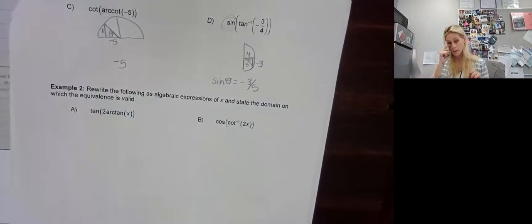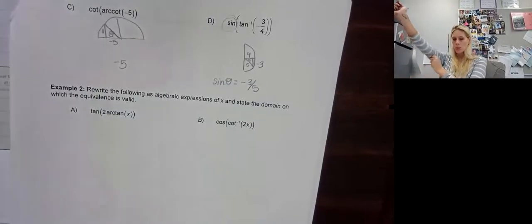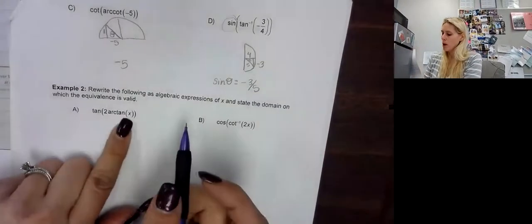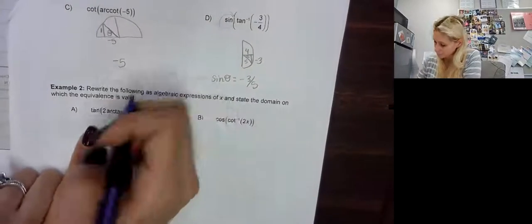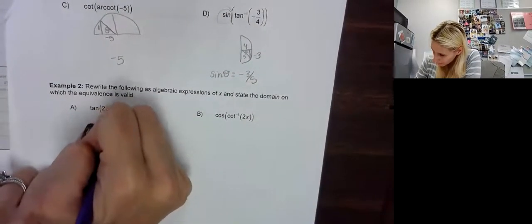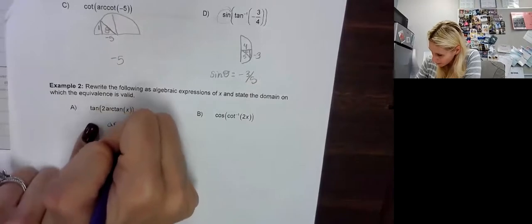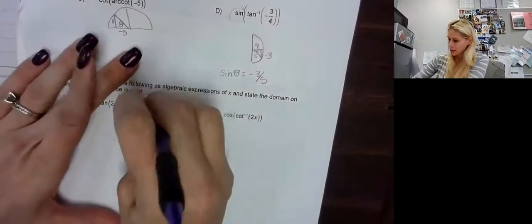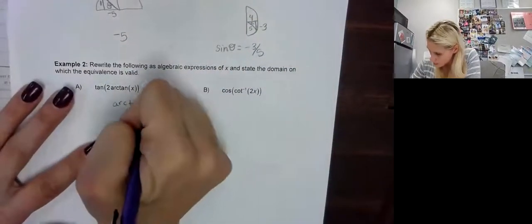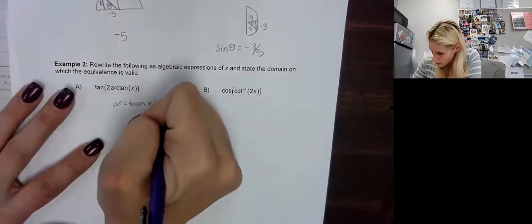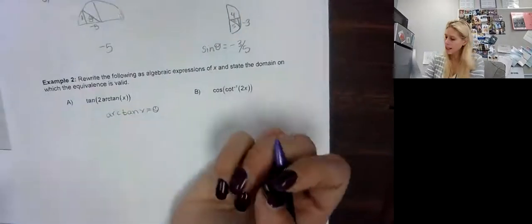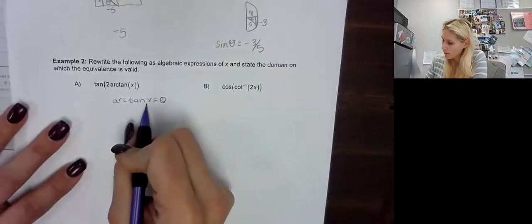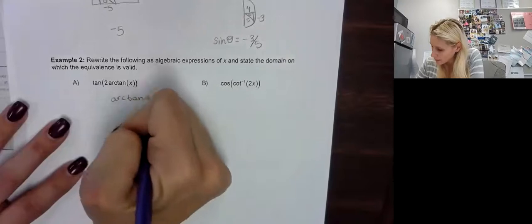All right, let's do some algebraic expressions. So one thing I'm going to look at is, when we do arc tangent of x, what we're doing is we're finding a theta. Oops, I should say x equals theta. That means at any time that we need the value of x, we can do x equals tangent theta.